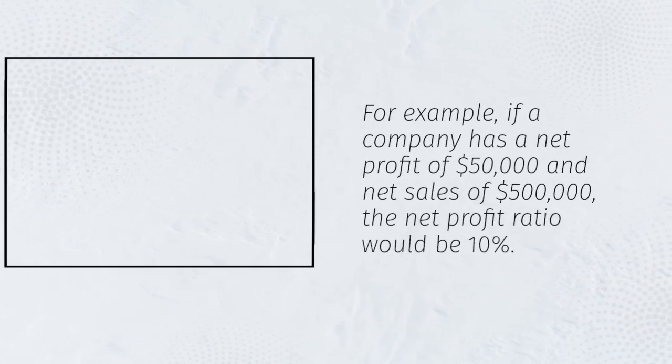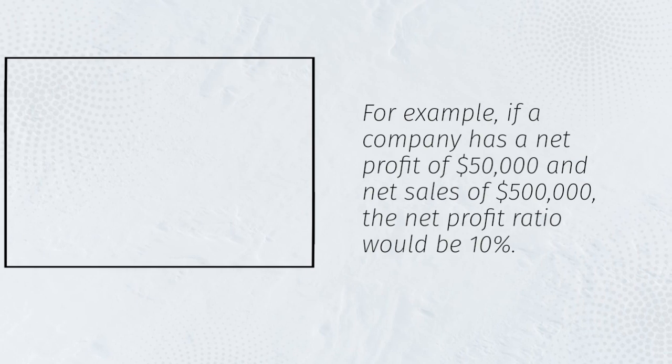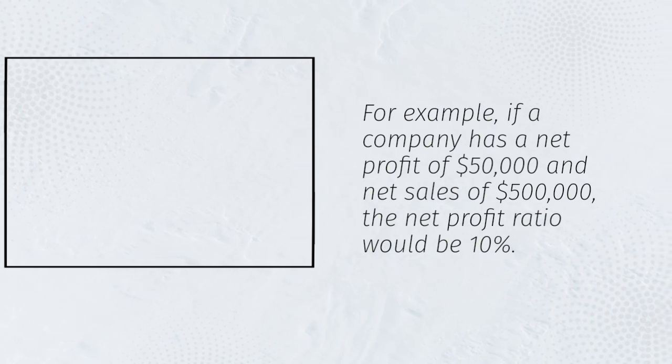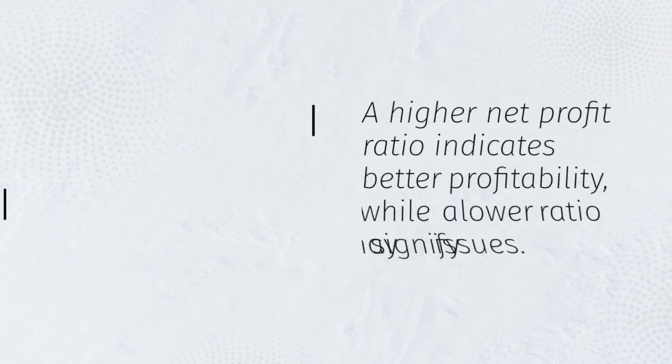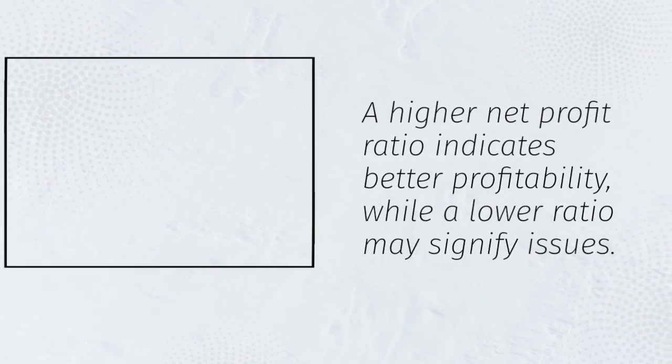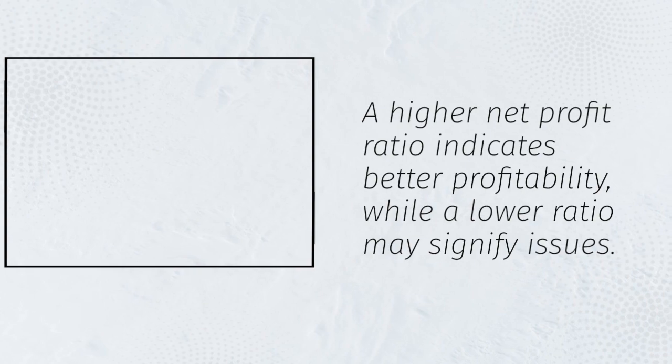For example, if a company has a net profit of $50,000 and net sales of $500,000, the net profit ratio would be 10%. A higher net profit ratio indicates better profitability, while a lower ratio may signify issues. Let's look at another example.